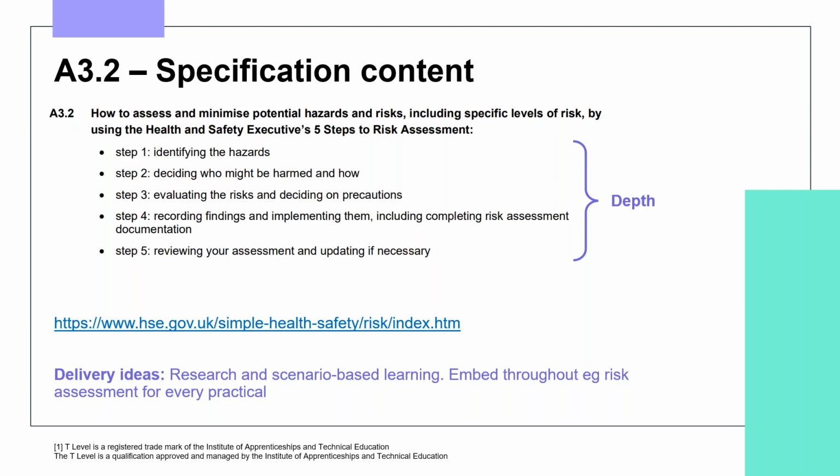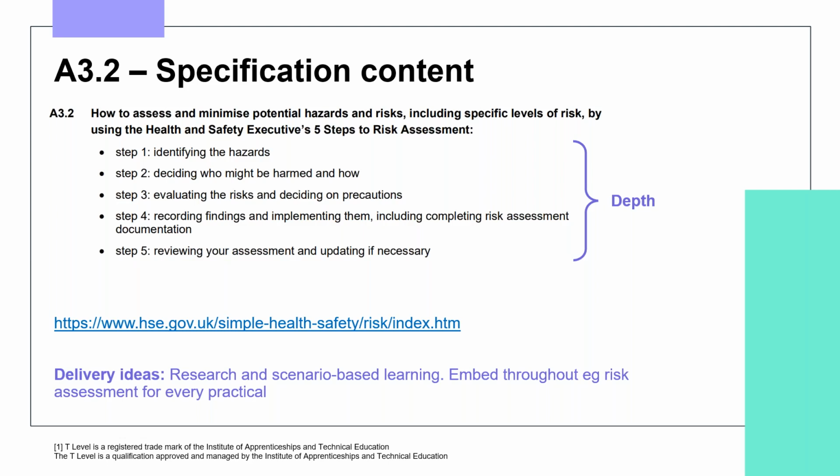So going back to A3 then. A3.2 looks at how to assess and minimize potential hazards and risks, including specific levels of risk by using the Health and Safety Executive's 5 steps to risk assessment. Now, just to make sure we keep to the hour even for the rest of the A3 content, I've included where to source more information and then also how I would go about the delivery of the content.